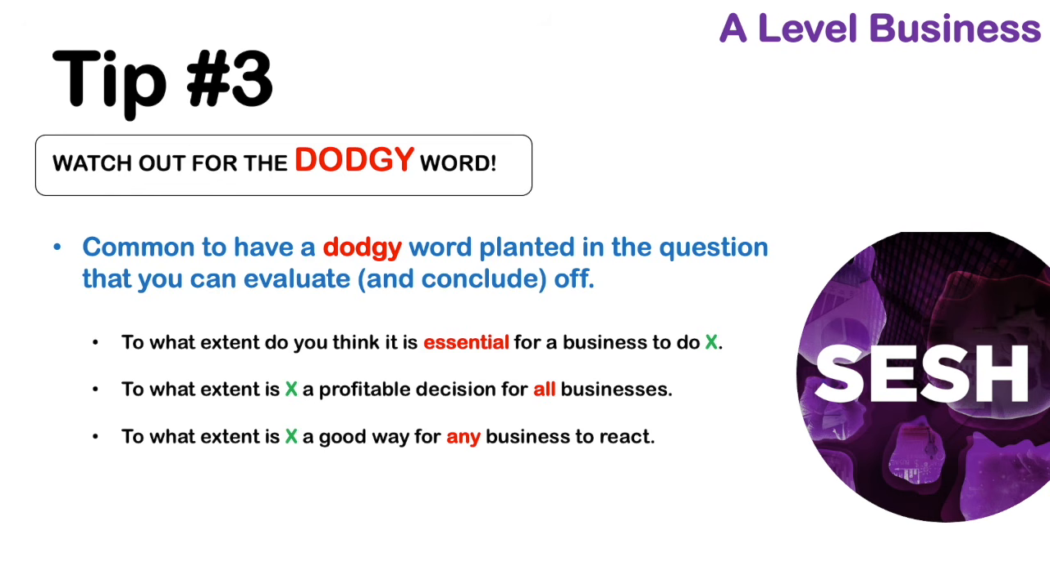It's a bit dodgy. To what extent is X a profitable decision for all businesses? For all businesses is a massive statement. To what extent is X a good way for any business to react? Likewise there, that really loosens the question up, because if it's for all businesses or for any business, well, there's clearly going to be a scenario where it's not the case, or it is the case. So you can definitely evaluate and conclude off of that.